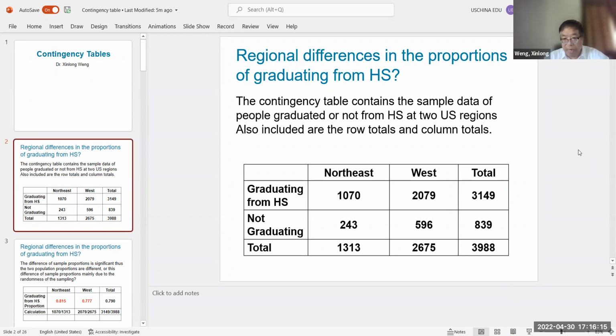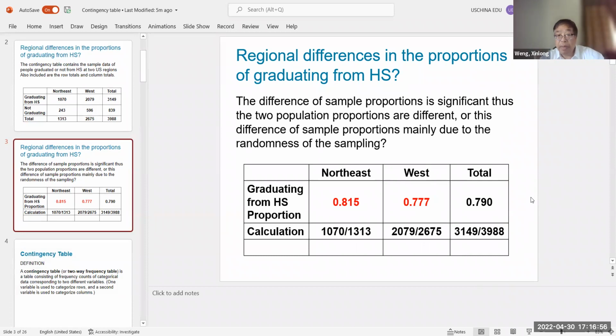Here's the data. We select a sample, right? Now you see in the Northeast region, of 1,313 people, over 1,070 graduated from high school. In the West region, in the sample, 2,675, about 2,079 graduated from high school. Well, from the raw data, probably you don't have much sense. Let's see now if you look at the proportions.